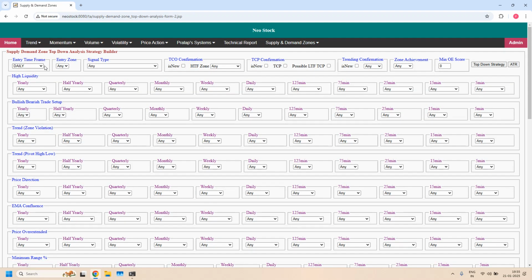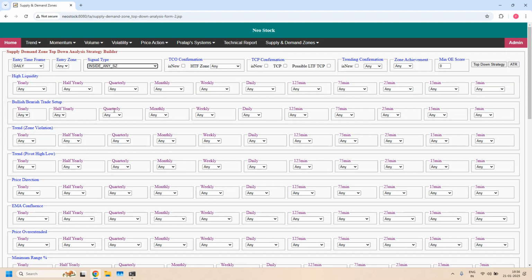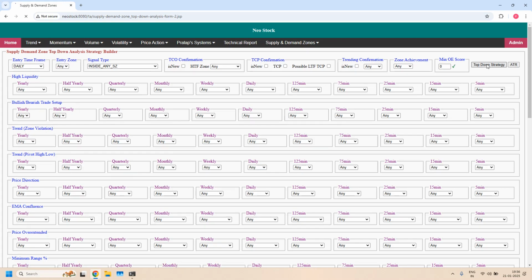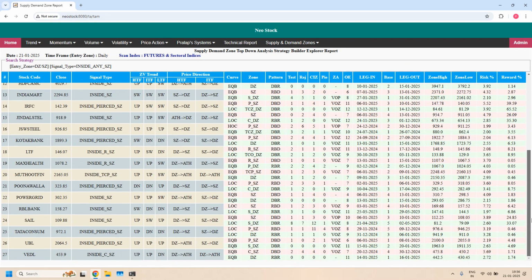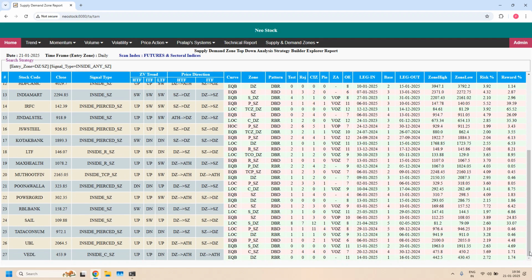Okay, next for daily time frame, price closed inside the daily supply zone. Let's filter. We got 27 stocks. So first you can see 15 stocks in the list. I'm scrolling the list down. So total 27 stocks are filtered.